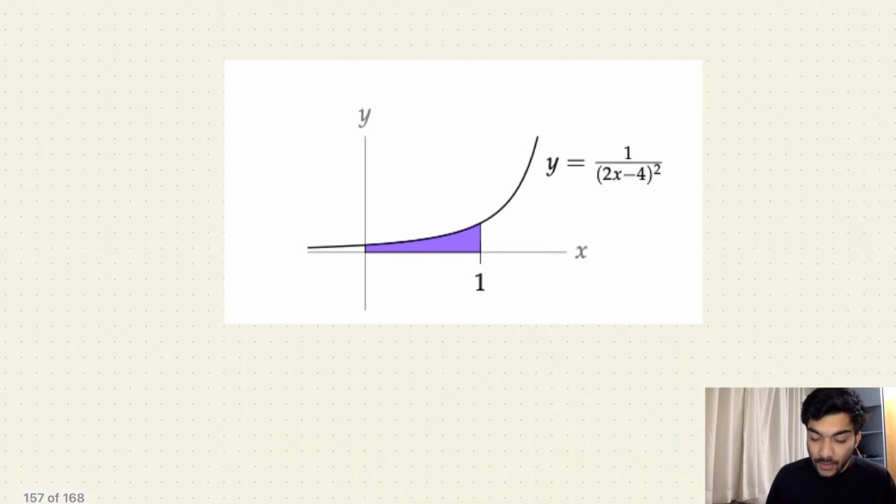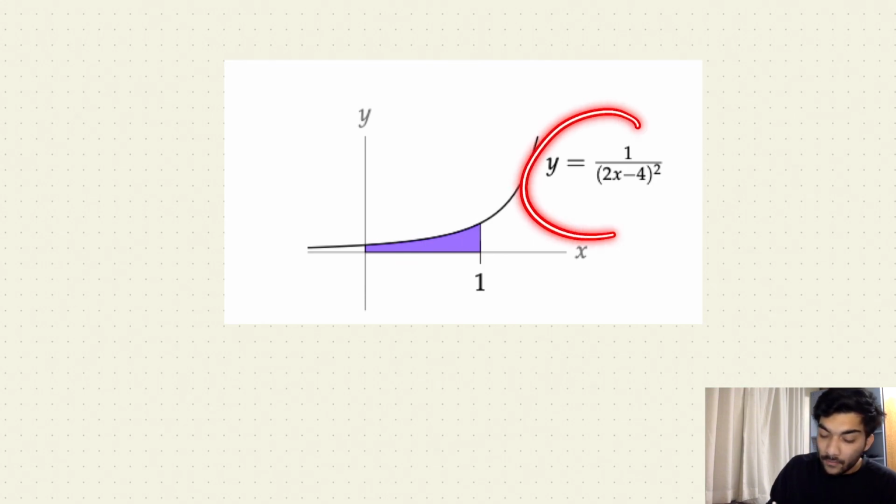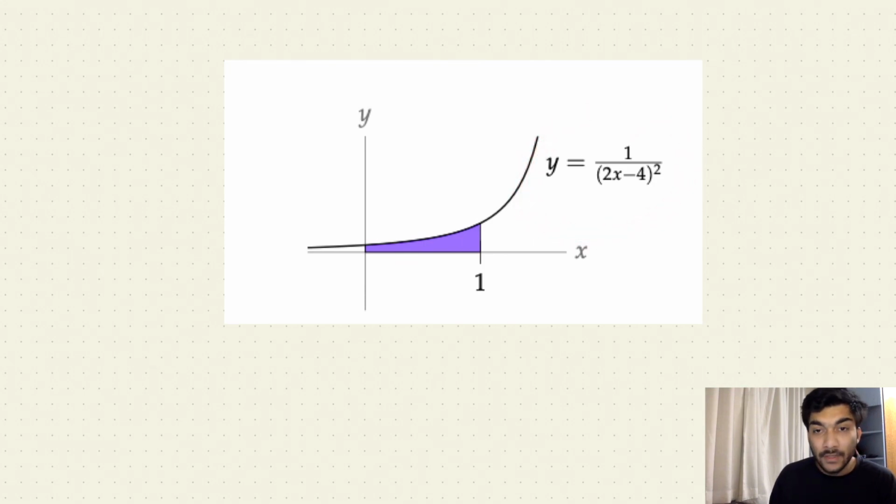If you draw the sketch of this function, you'll clearly notice that the area you have to calculate is shaded in purple. This is the area that you have to calculate for the function y equals 1 upon (2x minus 4) whole square, based on x equals 0 to x equals 1 in this case.